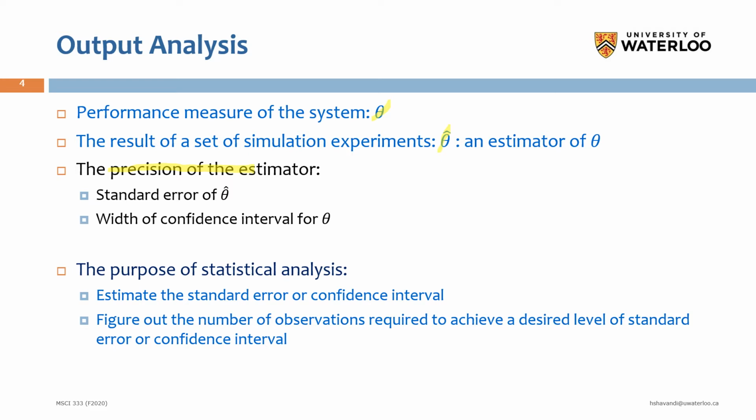For example, we can calculate its standard error. By having the standard error, we do have a measure of the precision of the estimator. And also we can have the width of the confidence interval for theta, right? Based on these two, we can say how precise we are talking about the system's performance. So the purpose of the statistical analysis in these two chapters is estimating the standard error and also the confidence interval.